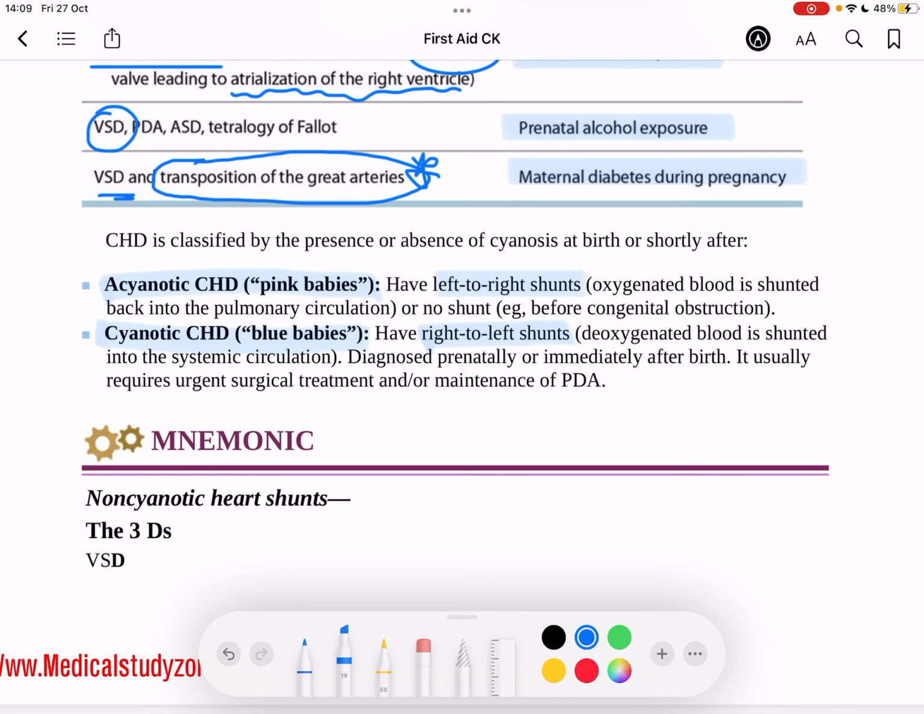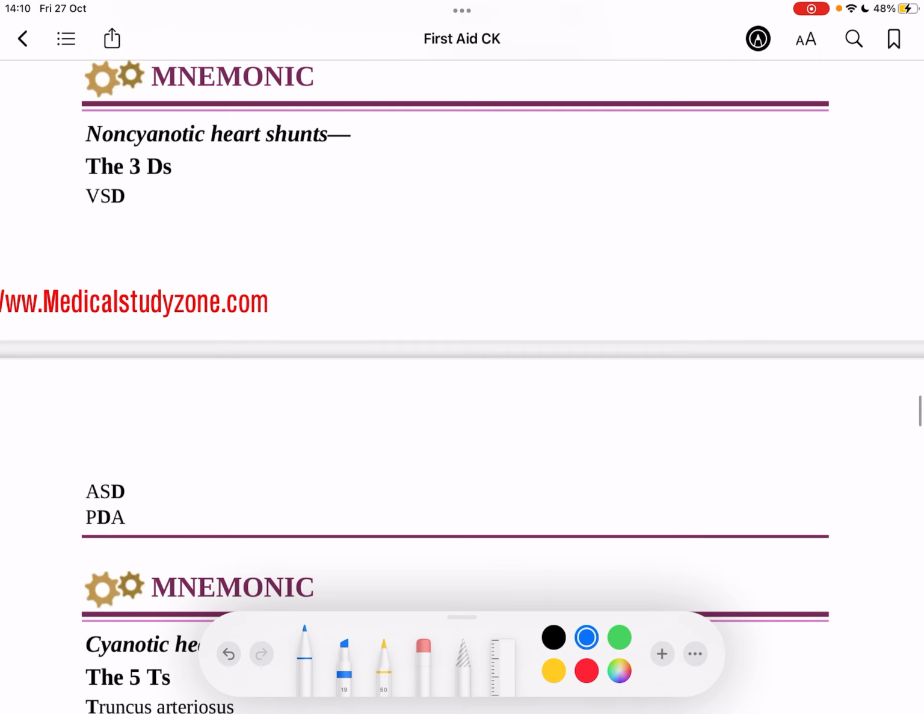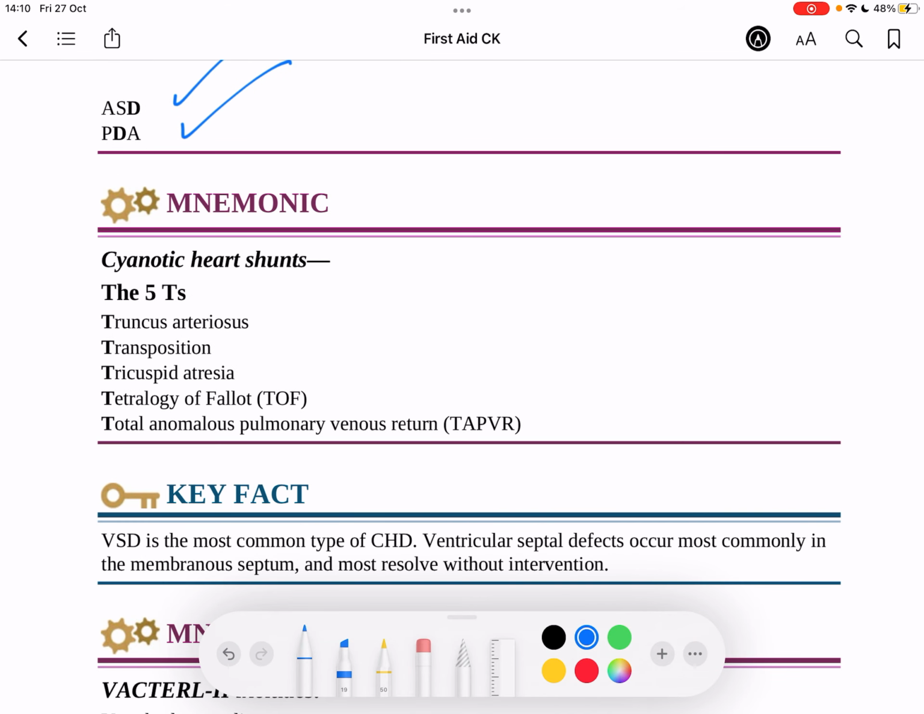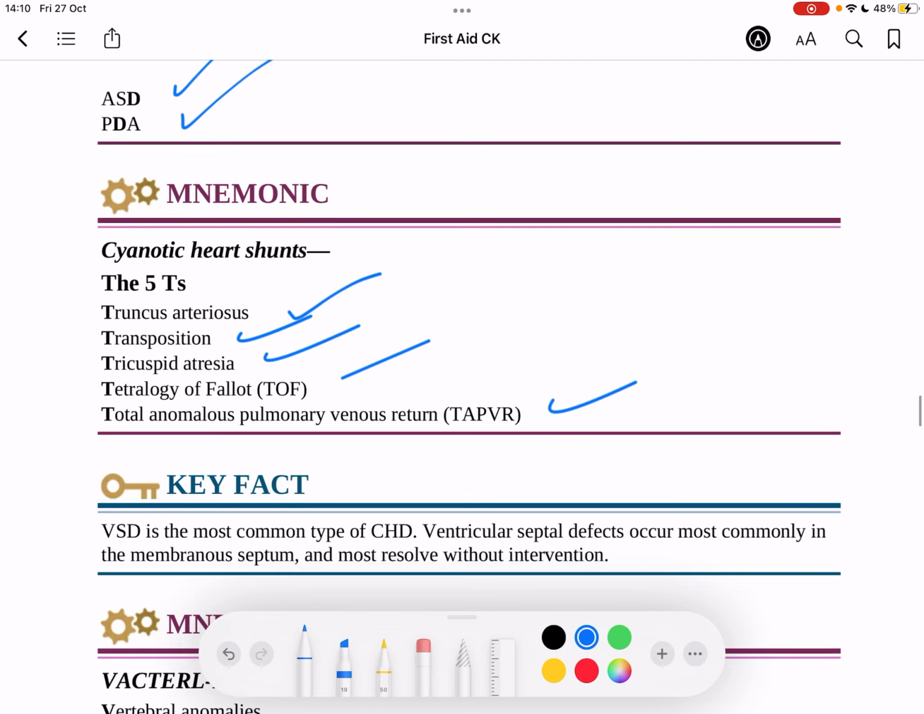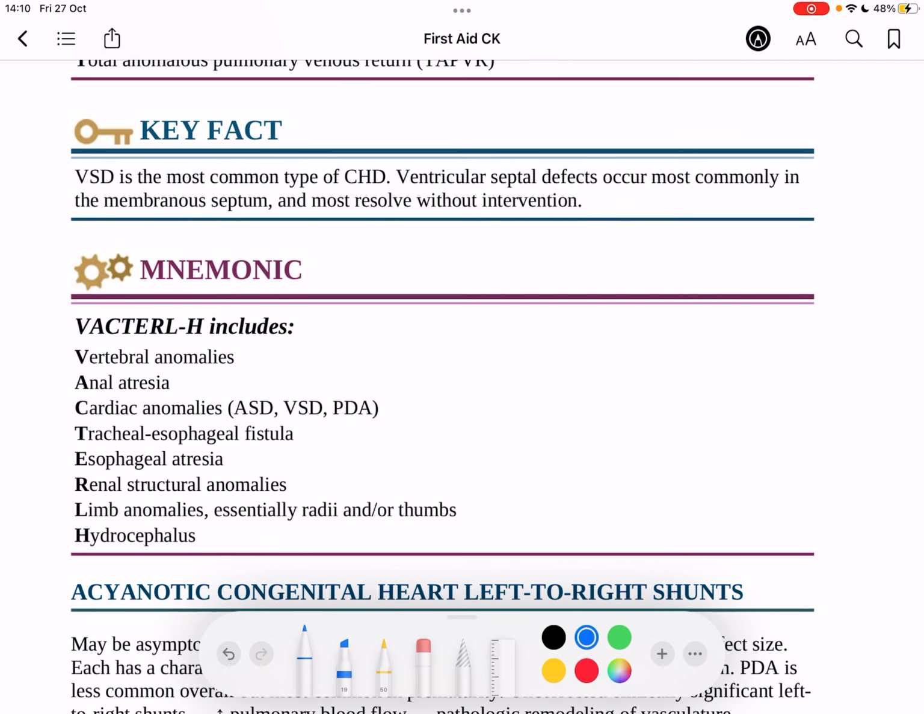This is diagnosed prenatally or immediately after birth, and it's usually requiring urgent surgical treatment or maintenance of the PDA. And this is a really important thing that they test a lot in your board exams. So the non-cyanotic heart shunts, the main ones that we have are VSD, ASD, and PDA. And the cyanotic heart shunts, you can just remember them by the T's: truncus arteriosus, transposition of the great vessels, tricuspid atresia, Tetralogy of Fallot, and total anomalous pulmonary venous return. Just a quick fact, a VSD is the most common type of congenital heart disease.